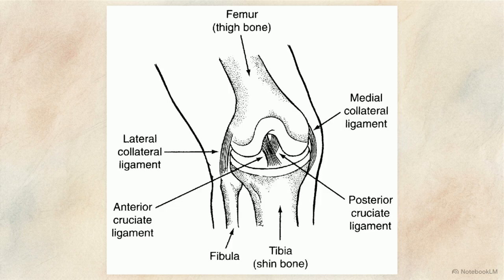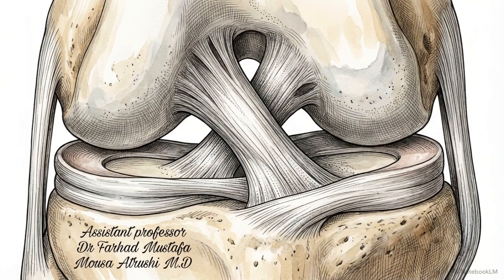This diagram illustrates the bony architecture of the right knee joint. The femur, or thigh bone, rests atop the tibia, or shin bone. Deep within the center lies the anterior cruciate ligament. Notice its diagonal orientation, attaching the posterior femur to the anterior tibia. This precise diagonal orientation dictates its core biomechanical function.